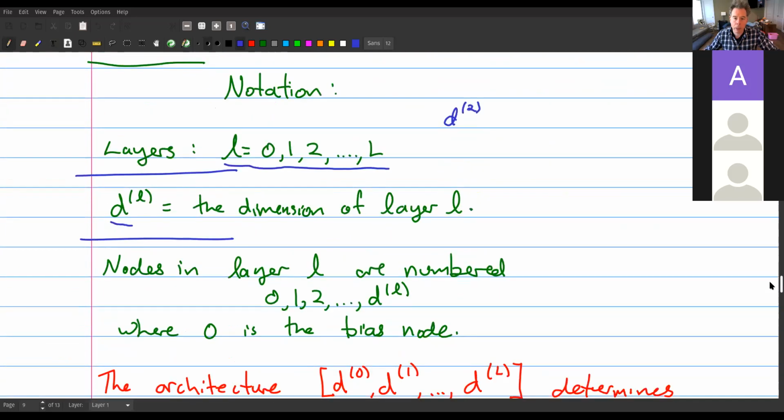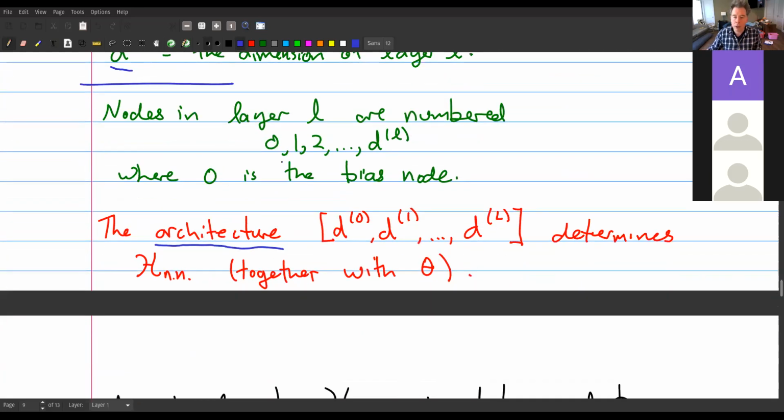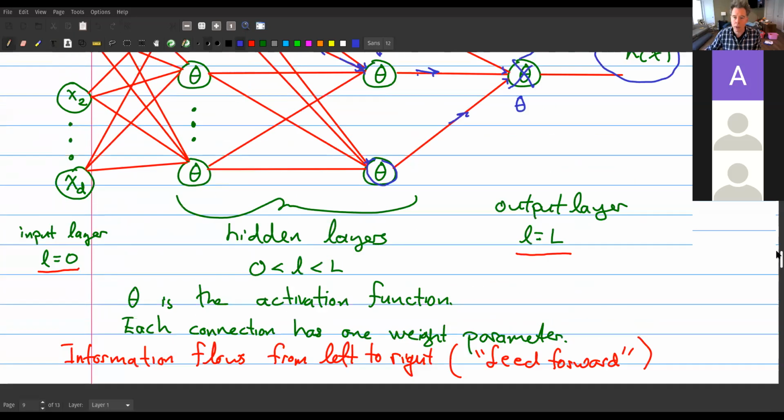So coming back. Nodes in layer l are numbered 0, 1, 2, up to D_l. And 0 is the bias node. So the architecture is just how many nodes are in each layer. And if you want to use the same activation function for every node, then once you specify the activation function and the number of nodes in each layer, you've completely determined the architecture. So that's the graph of the neural network.